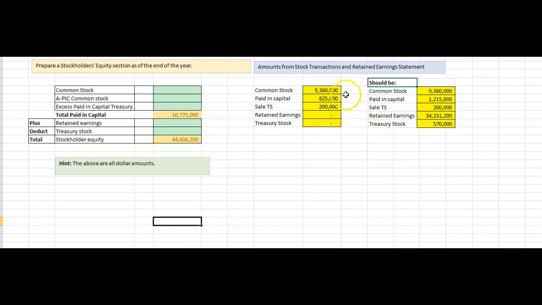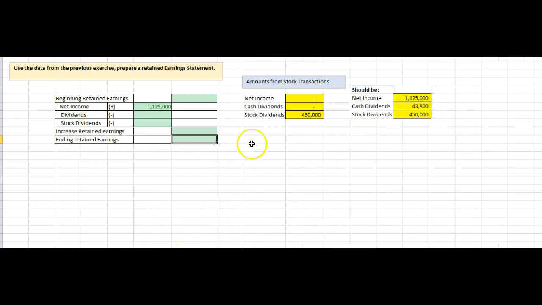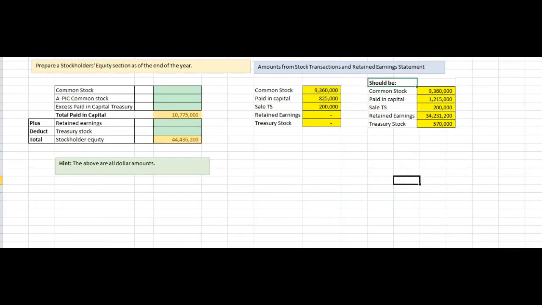Now here again, these numbers should fill in automatically. But if you look at the should be, this is your retained earnings, and that could be a check figure for this. So this has a check figure in the next tab. So you can check that. So what do we do with this? So common stock, we move that over here. Additional paid-in capital, that will increase to 1,215,000, which was shown on the first page, right? And then we have our treasury sale, additional 200,000.